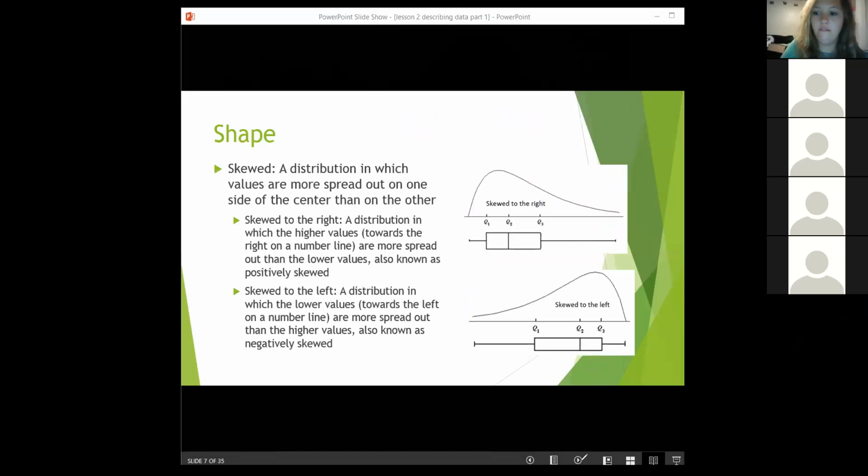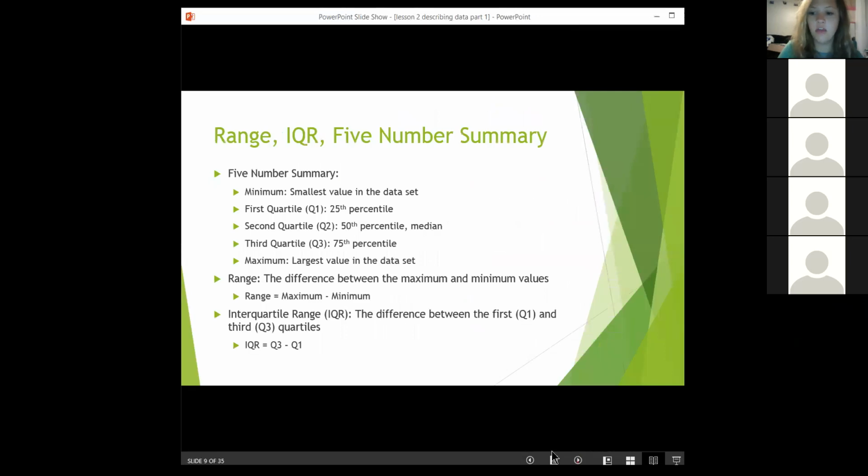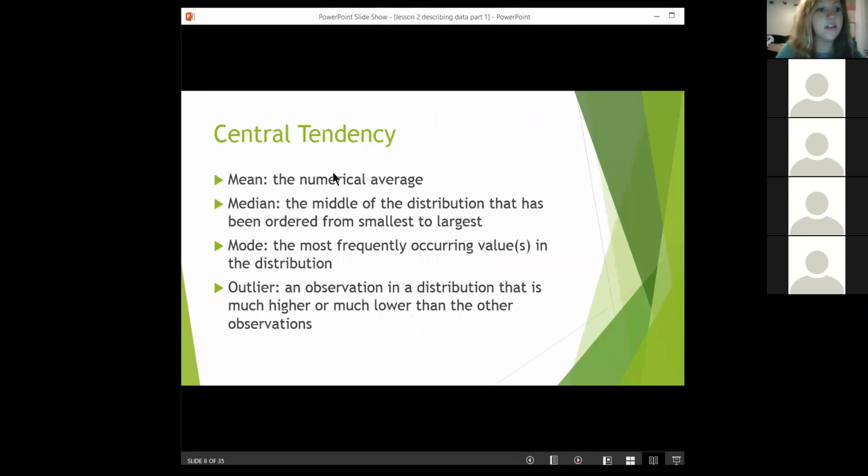Okay, central tendency. This is basically how we look at our numbers in regard to one another. I know most of you have these already and remember them from other math classes. Our mean is our average, so you add up everything and divide it by however many items you had.